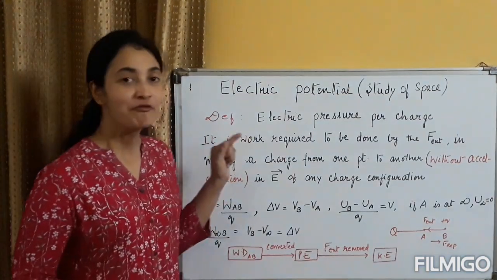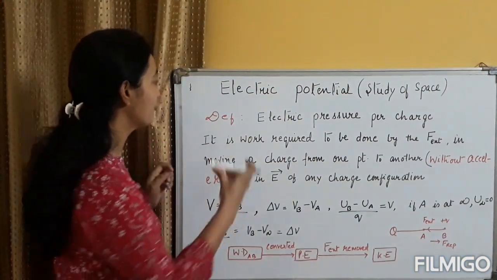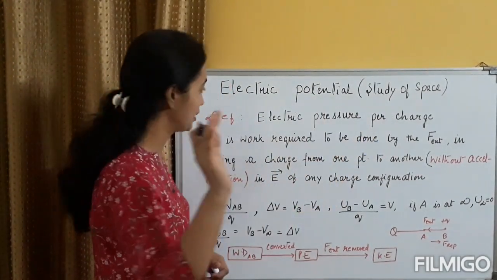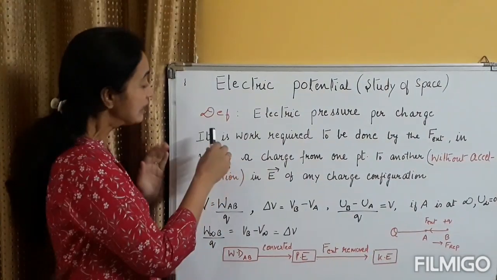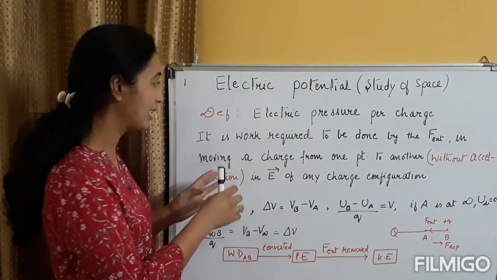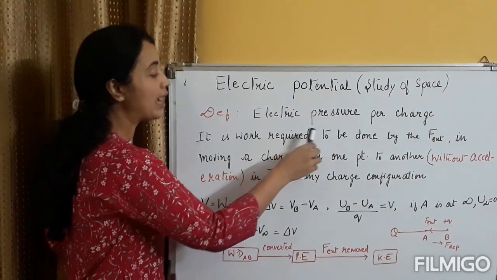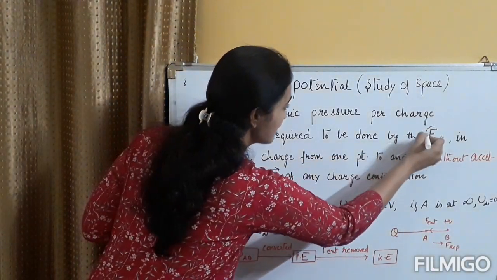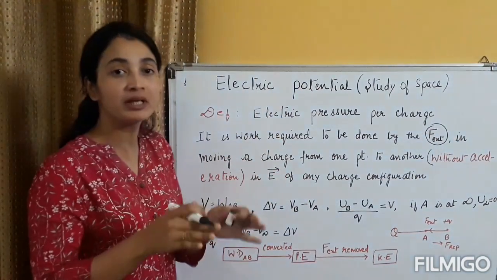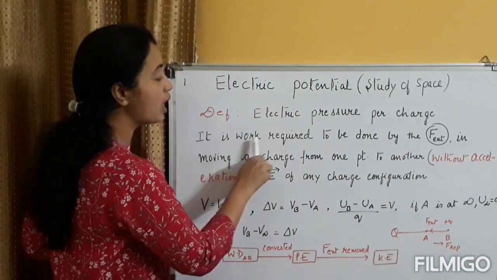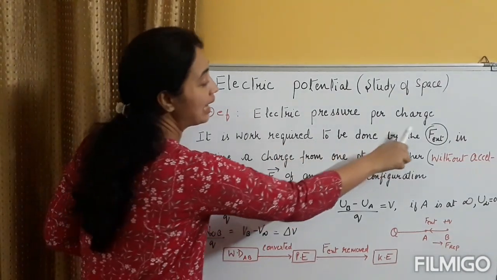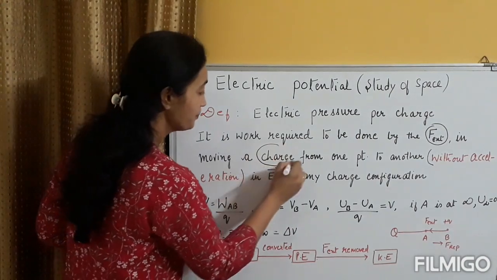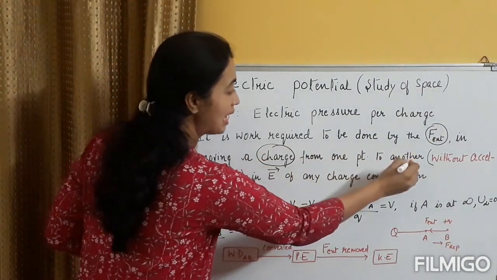So from the figures you have interpreted the first definition as electric pressure per charge, isn't it? The other way to define the same thing is, it is the work required to be done by the external force. Yes, this is something which we have already seen. After understanding the concept, we are defining it as the work required to be done by the external force in moving a charge from one point to another.